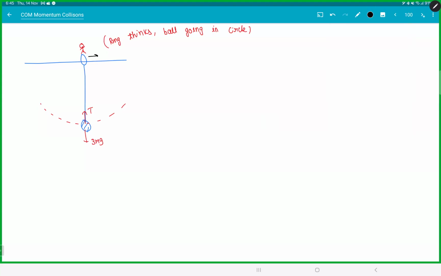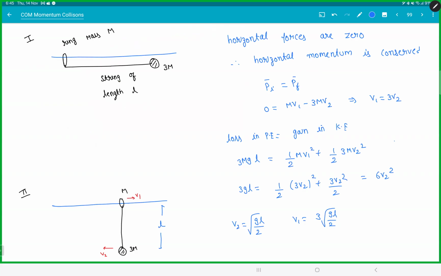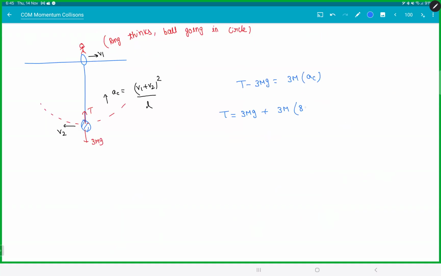But my ring itself is going with V1. This guy is going with V2. Again, the same thing. So A centripetal will be (V1 plus V2) whole square by L. So we have tension minus 3 mg is equal to 3m into A centripetal. So be careful with the centripetal thing. So this is 3 mg plus 3m, V1 plus V2 is 8 GL, 8G, 27 mg.